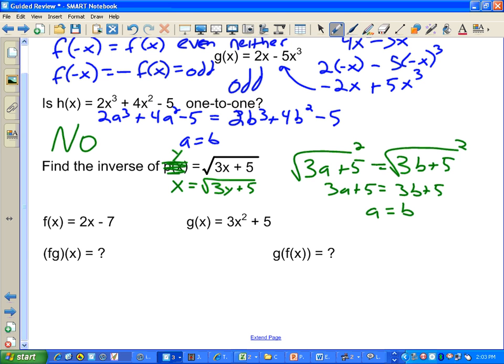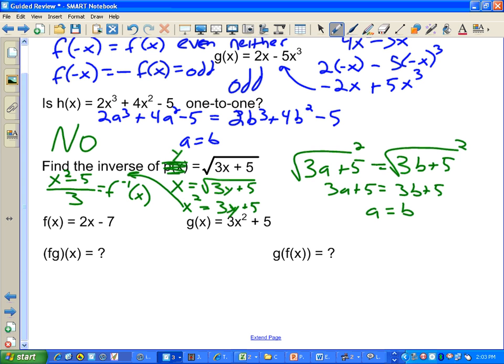And then I solve for y, because I want a function when I'm done. Functions are y. I'm going to square both sides. That's a y. Subtract 5. I'm going to move over here. And divide by 3. That's my inverse of x.